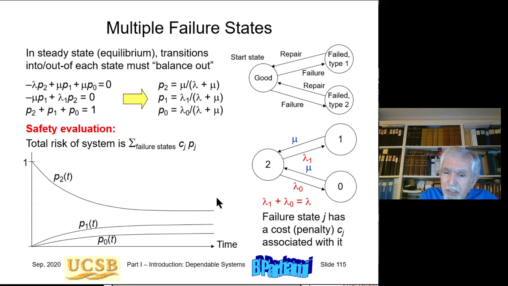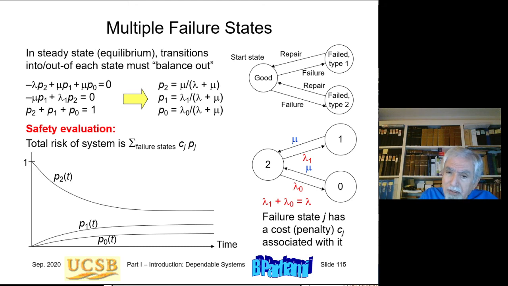Then we have transition rates. So from this state, there's a rate lambda 1. So when the system fails, at the rate lambda 1, it fails to this state. At the rate lambda 0, it fails to this state. And let's say the sum of these two partial failure rates is lambda. In other words, the total failure rate of the system is lambda. A fraction of those failures take us to state 1. A fraction take us to state 0. And then repair, let's say, is at the rate mu, regardless of which state we are in.